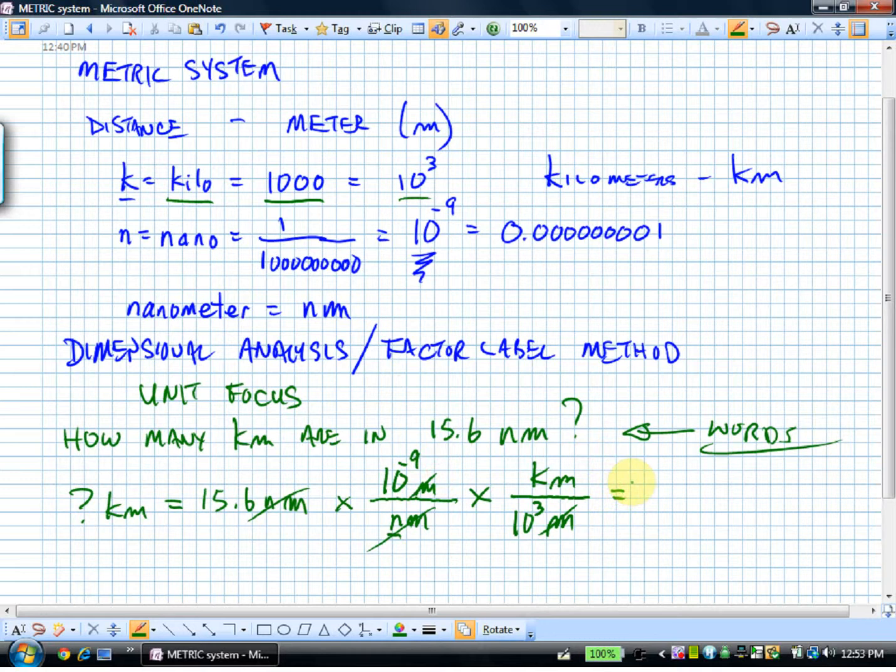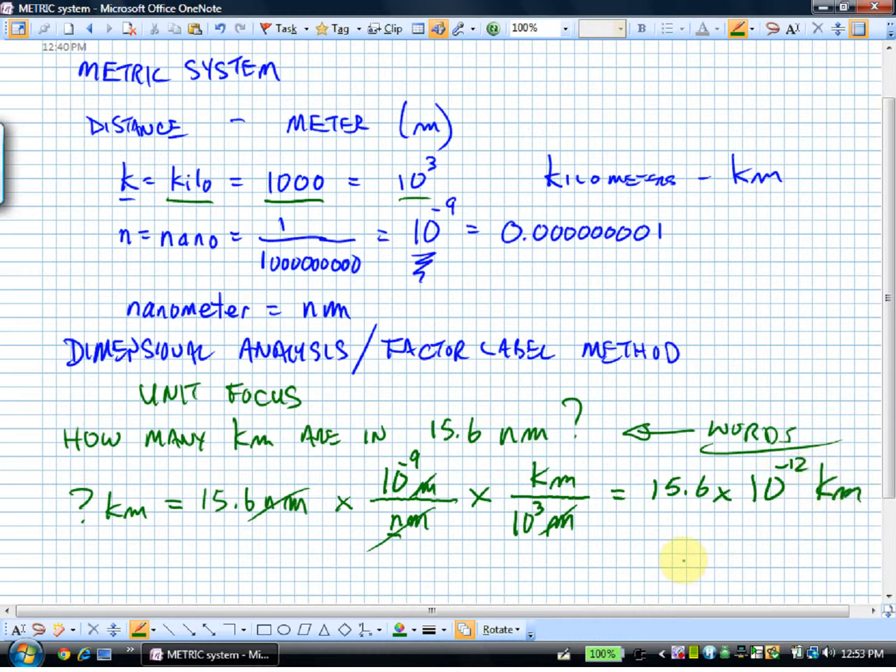Now, the trivial part of doing the calculation, then my hope is that you can do some of these power of 10 calculations in your head. Now I know that what I do to get the solution is to take 15.6 times 10 to the minus 9th divided by 10 to the third. We're using my powers of 10. I know that 10 to the minus 9th divided by 10 to the third, when I divide powers of 10, I subtract exponents. So this is going to be 15.6 times 10 to the minus 9 minus 3, which is going to be 10 to the minus 12 kilometers.